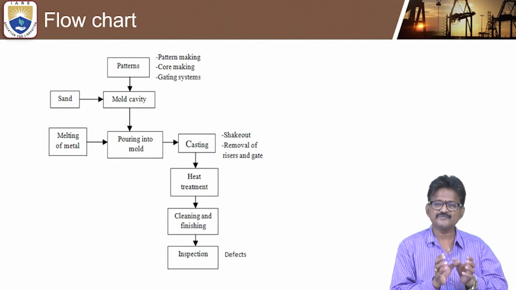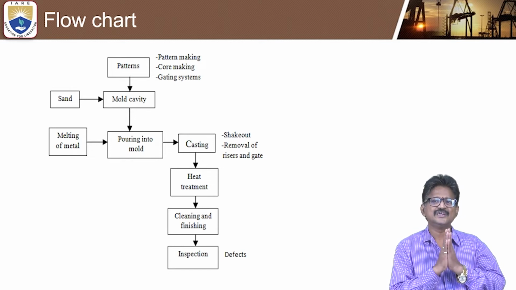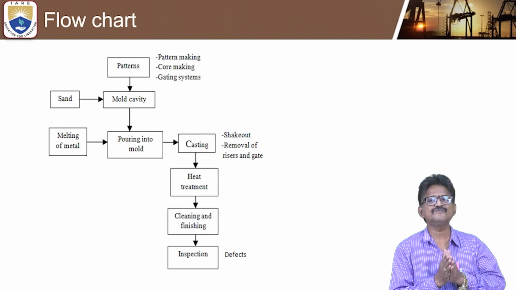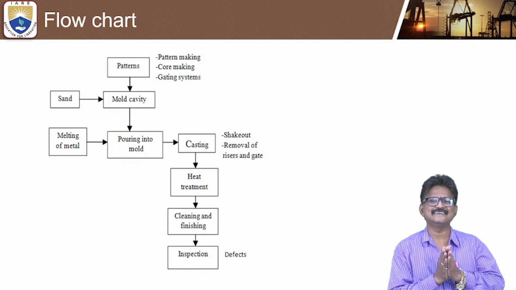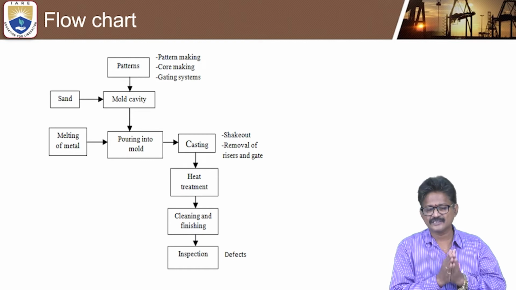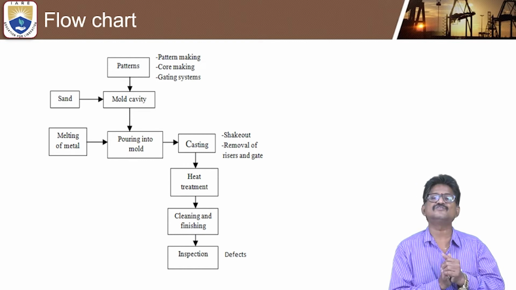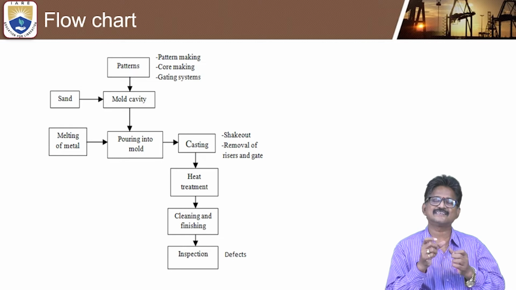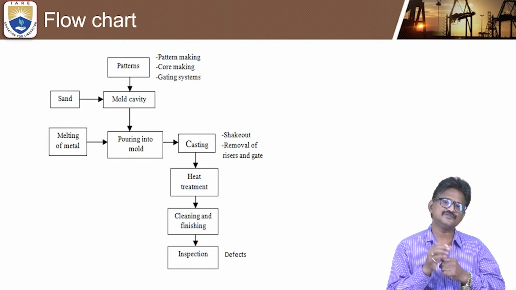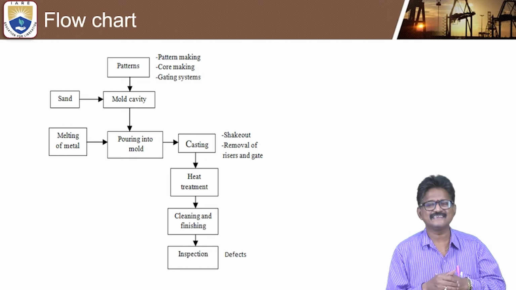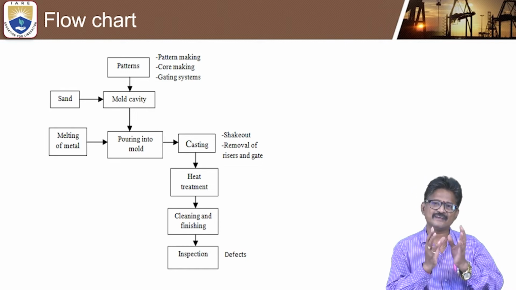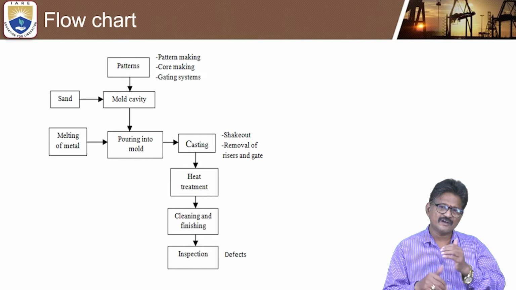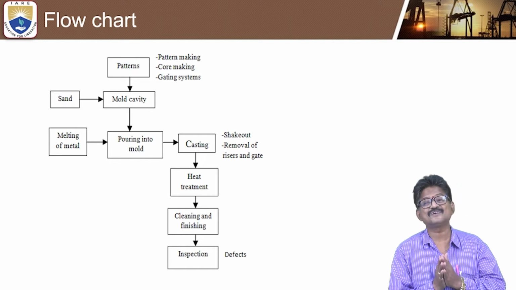Once you have given proper solidification time, then shake out and remove the excess parts like risers, runners, and end gates from the mold. Shot blasting operations can be used for removal of all risers and gates. Once they are removed, the final casting can be obtained. Further, you can do some heat treatment process.